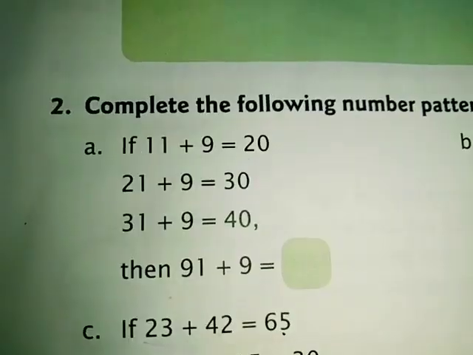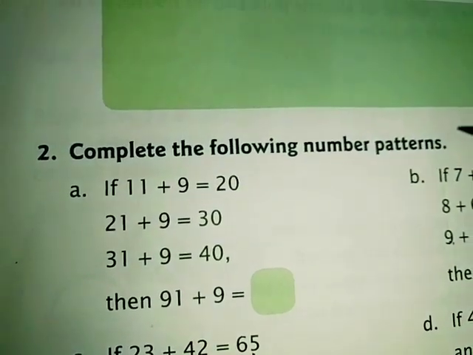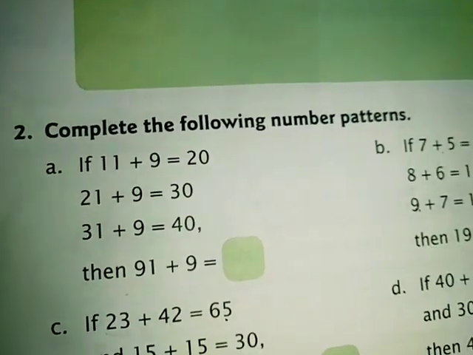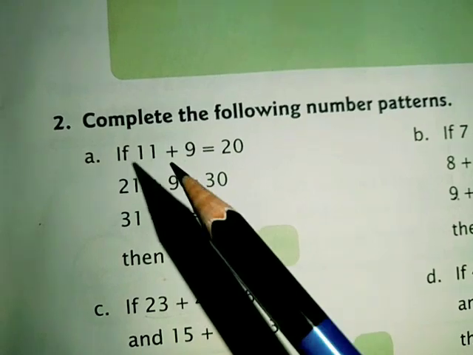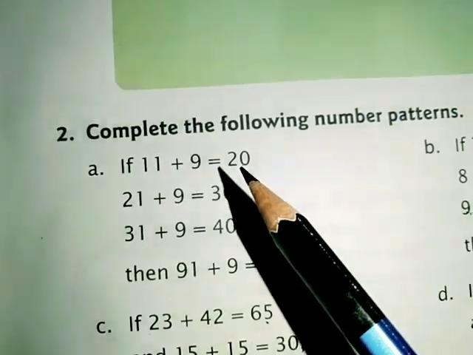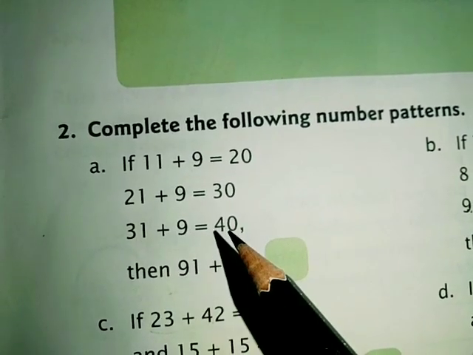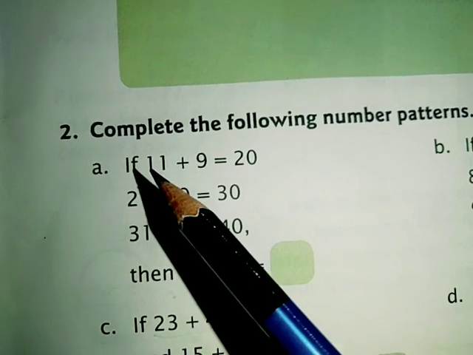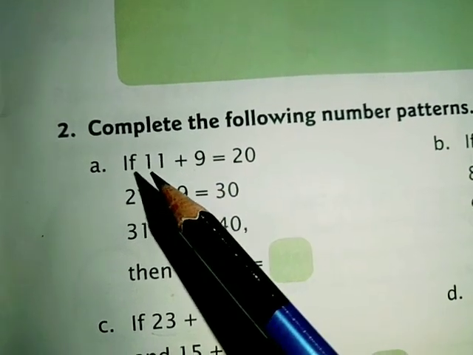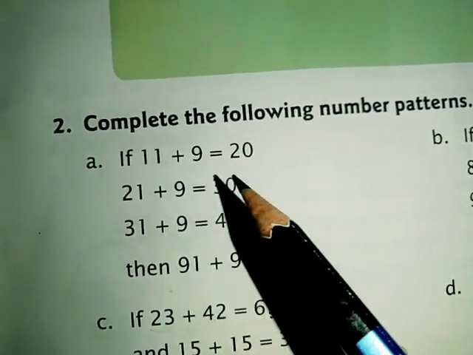Okay. Now coming to the second part, number 2a. Complete the following number patterns. Over here, if you understand the trick, you need not do the addition in reality because you have to follow the pattern that is given here. 11 plus 9 is 20. 21 plus 9 is 30. 31 plus 9 is 40. Notice here, when this is 1 tens and 1 ones, 9 is added to give the next tens digit number. The effect is falling on the tens digit, followed by a 0.